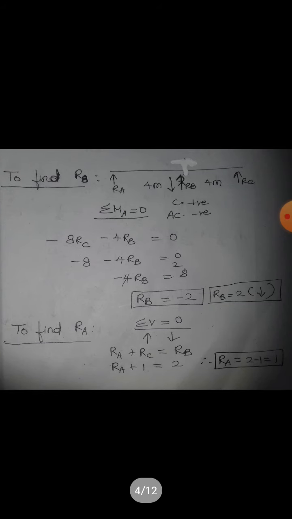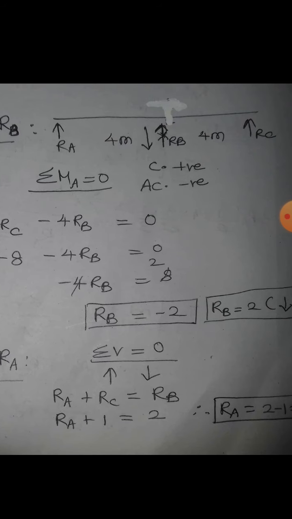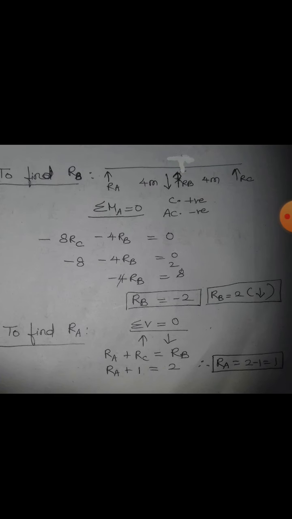Now we have to find RB. To find RB, let us take the whole beam. First, initially let us assume RA, RB and RC acting upward. We'll take the moment about A. At A, RB into 4 is anti-clockwise, and RC also gives an anti-clockwise moment, minus 8 RC. So you get RB equal to minus 2. It means RB is not upward, it is acting downward.